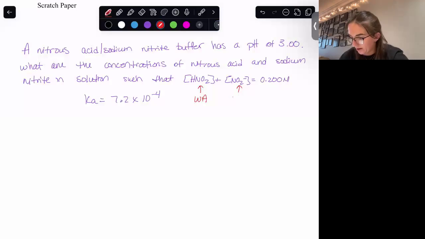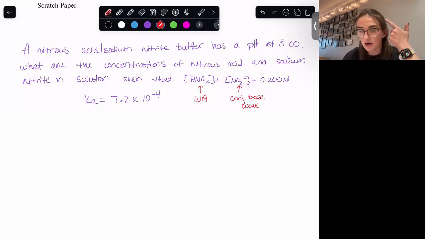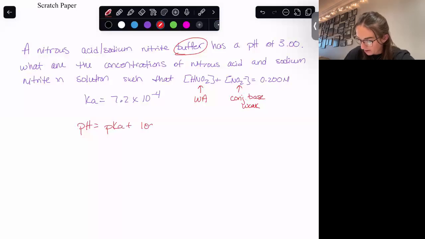Good. This is its conjugate base. Is that going to be a strong or weak conjugate base? Good. This is a weak conjugate base. So we have a weak acid and its weak conjugate base. We have a buffer solution, and we're told that we have a buffer. So that means we can use pH is equal to pKa plus the log of base over acid.